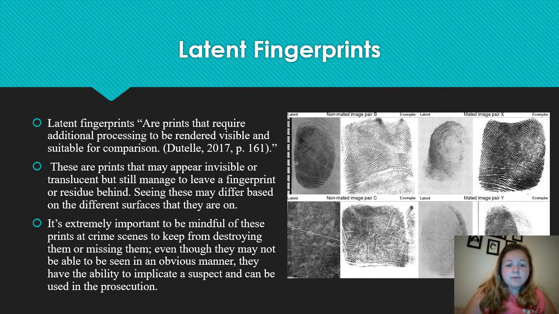So it is important to make sure that when you're going through the crime scene and you're getting all this evidence and information, that you don't miss that, because they are hard to see. They're not super obvious, and I think that could be why people sometimes miss them, but they do have the ability to implicate the suspect and help with the prosecution of a guilty person. So it is important to be mindful of latent fingerprints when you're going through the crime scene.